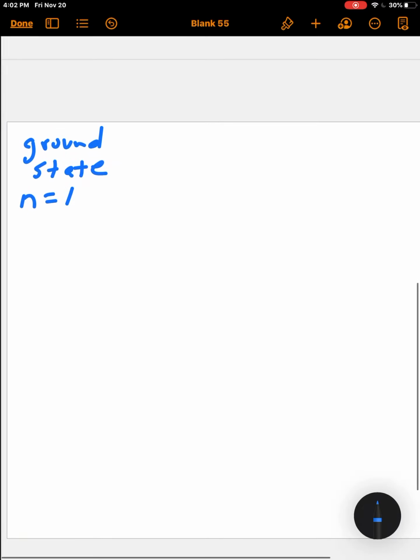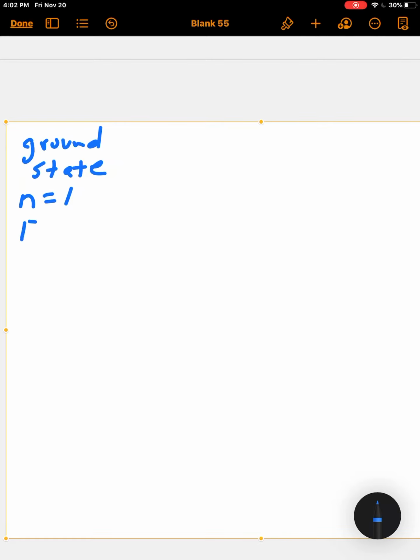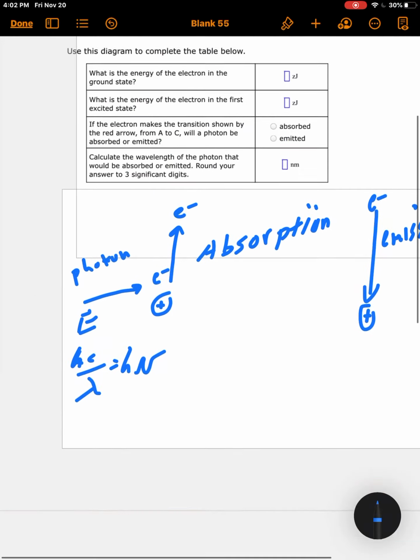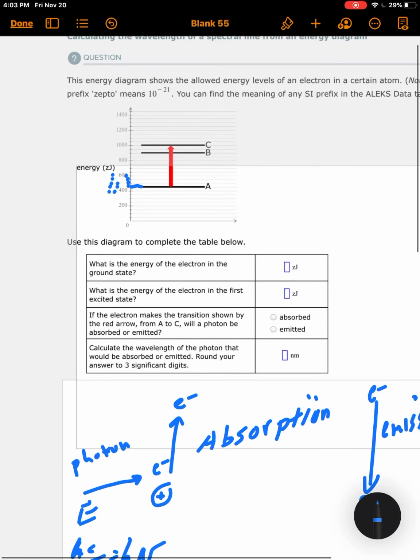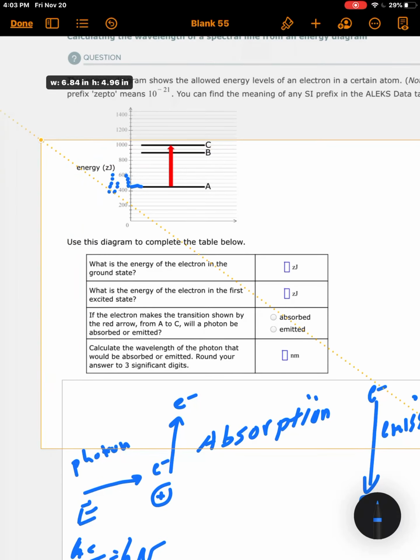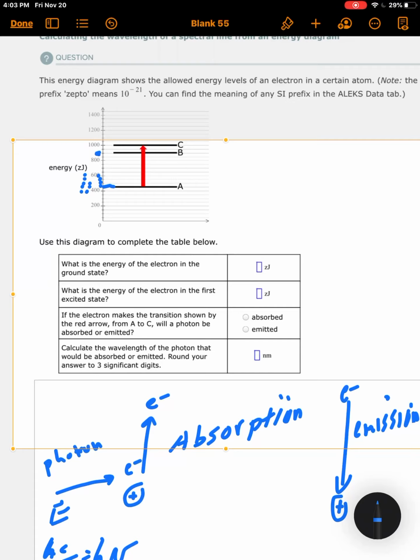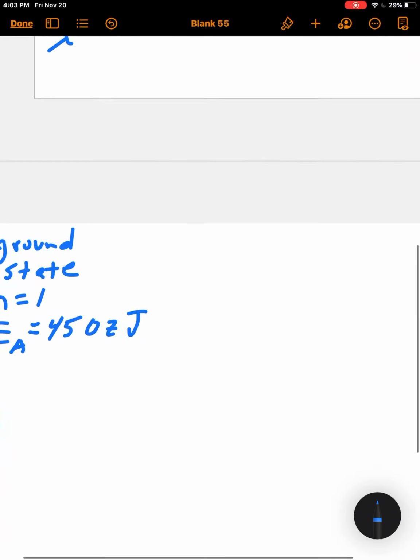So the energy at A is 450 zeptojoules. So this actually could be any atom. It doesn't necessarily have to be the hydrogen atom. Now it says, what is the energy of the electron in the first excited state? Well, the first excited state is B. So B is right there, and it looks like it's up 2 notches from the 800. So that would be 900 zeptojoules.